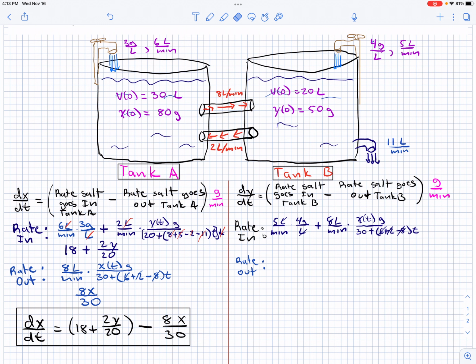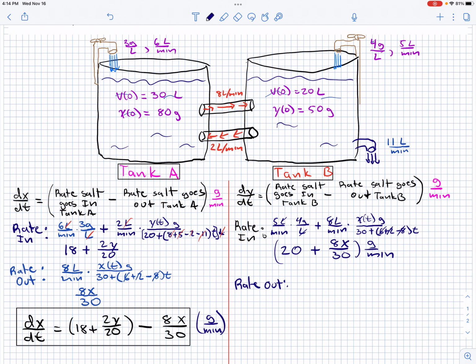I'm actually going to erase this right out part so I have a little more space. Write it down here. But simplifying the rate in stuff, we have 20, and again, that's in grams per minute, but I won't write that just yet, plus 8x over 30. And again, all this is in terms of grams per minute. Similarly, on this other side, this is also grams per minute. It's all the right units. And then we look at the rate out.